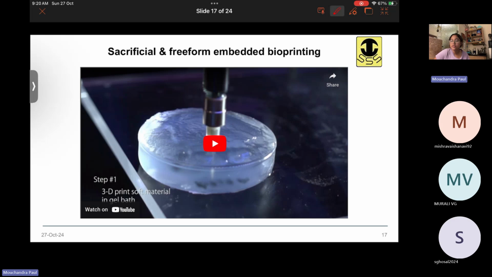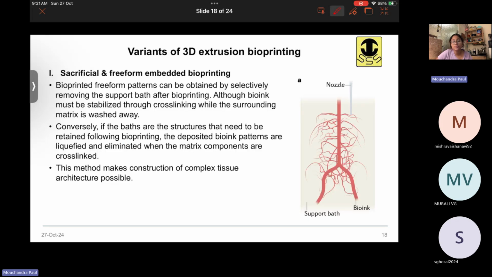Got it? So here, again, I'm stressing, the sacrificial part is what? It is the support bath. It means you are removing the support bath after the printing is over. You can also remove the ink that was printed inside, and cross-link the support bath itself. So you will have a 3D matrix with empty, hollow channels. So both ways are possible. That is what I have written here in these two points.